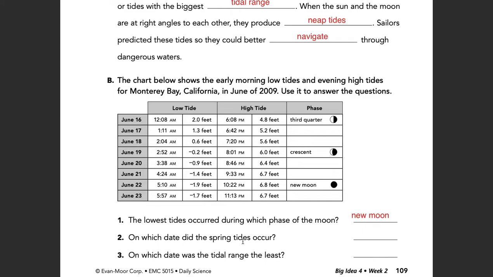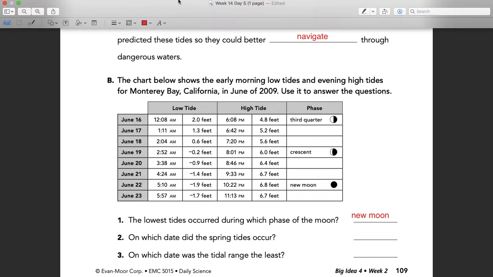On which date did the spring tides occur? Spring tides, those are your highest high tides, lowest low tides. So lowest low tides right here on June 22nd. Looks like there's the highest high tide, so that would be June 22nd.